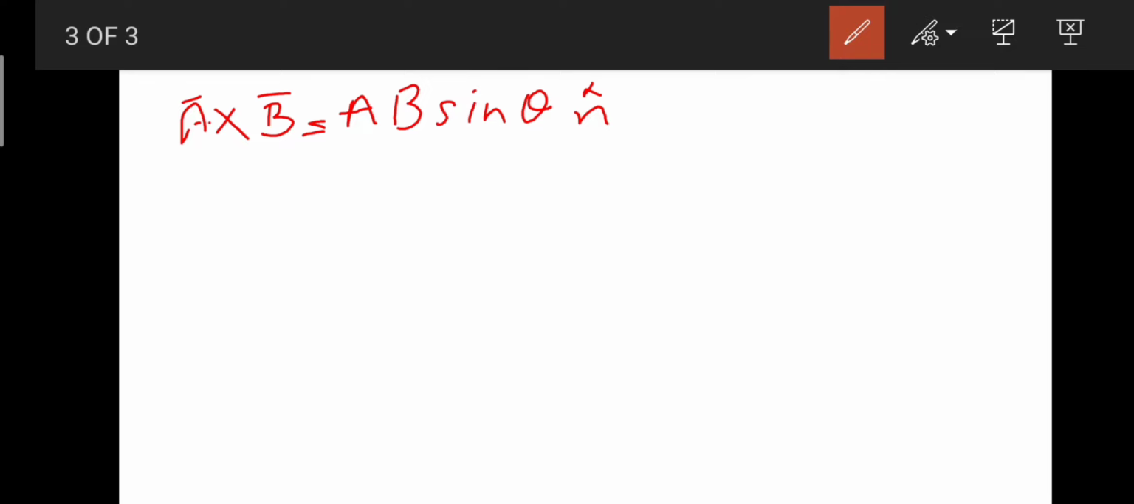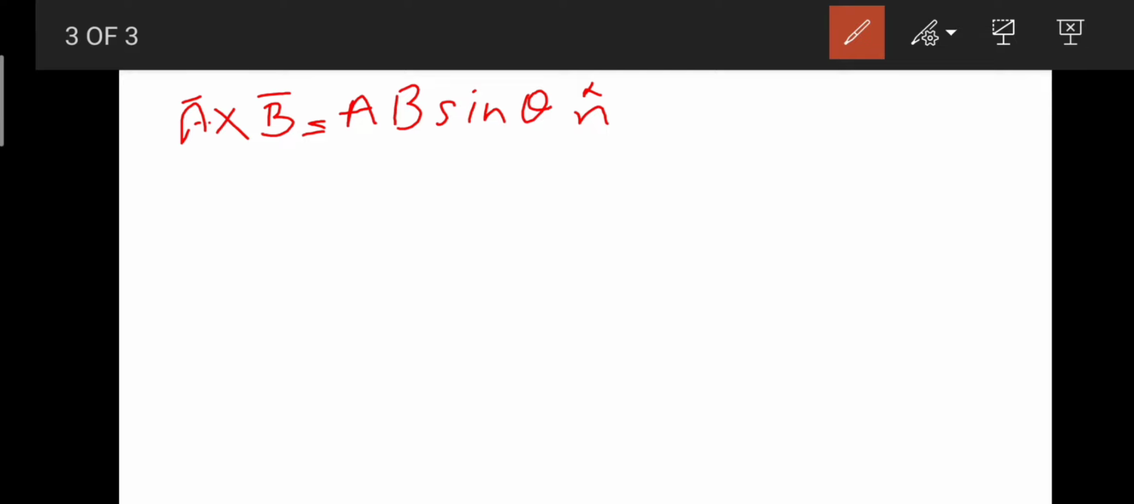Now what is this n unit vector? We have discussed it previously in the lectures, that n is basically the unit vector which is used to show the direction of any particular area or the surface area. So how do we draw it? By drawing the normal on that surface. So here this n unit vector is going to show the direction of the resultant, which would definitely be perpendicular to the plane in which A and B are lying.